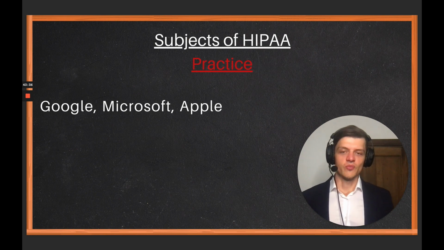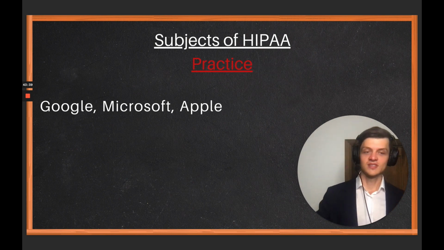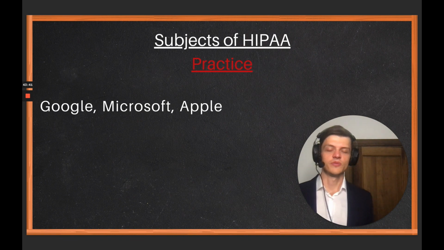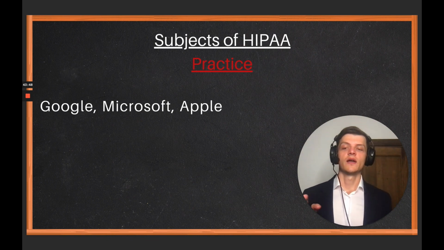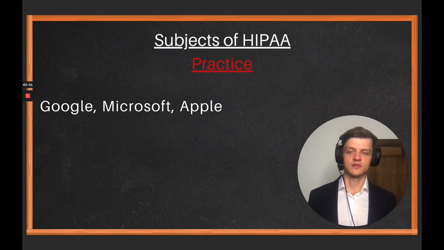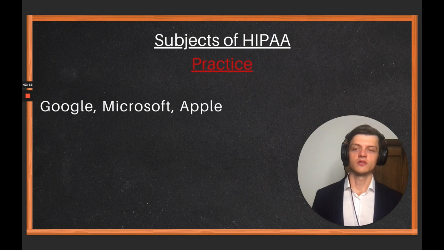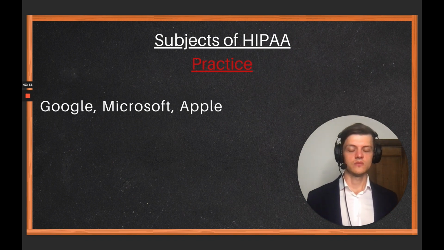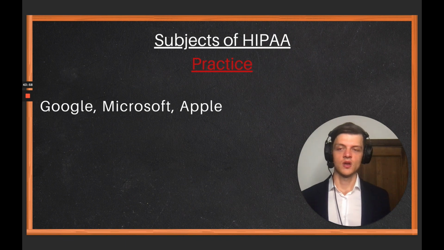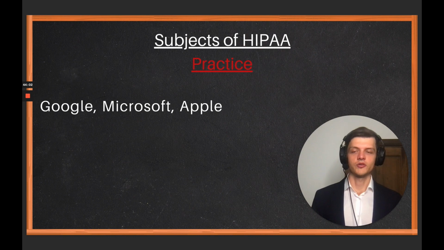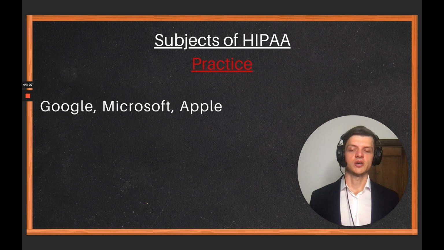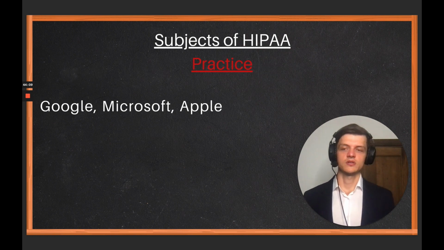Google, Microsoft, Apple. What do you think? These are my favorite, by the way, because a lot of people get it wrong. So firstly, we need to identify, can these be covered entities? No. So we have only either a business associate or just a third party. So in order for it to be a business associate, they need to perform functions on behalf of a covered entity, and it needs to involve PHI disclosure. So let's think about it.